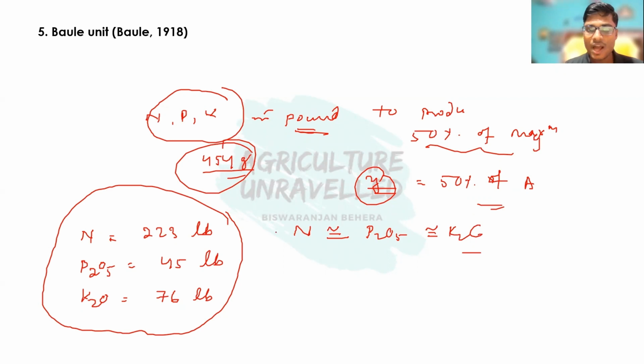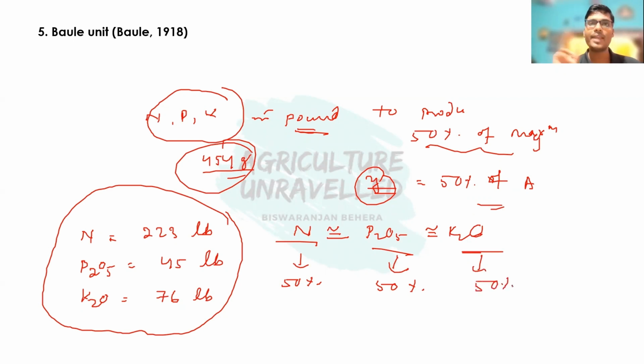It means that 1 Boule unit of nitrogen will produce 50% yield, 1 Boule unit of phosphorus will produce 50% yield, and 1 Boule unit of potassium will also produce 50% of the maximum yield. It means this Boule unit across the different factors is equivalent. Okay, now we'll calculate the value of C, that is the factor of Mr. Lewis, for 1 Boule unit. Okay, the question is, what will be the value of C for 1 Boule unit?